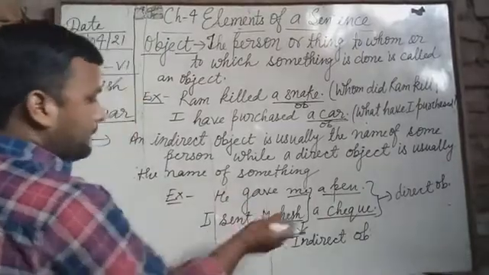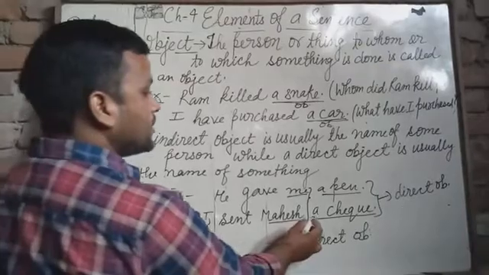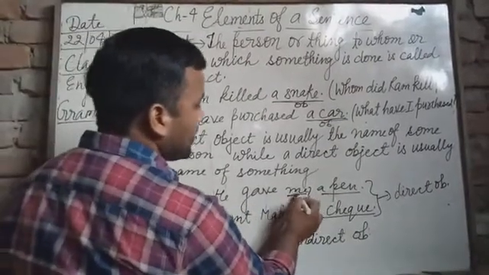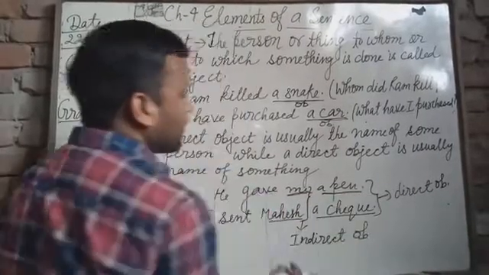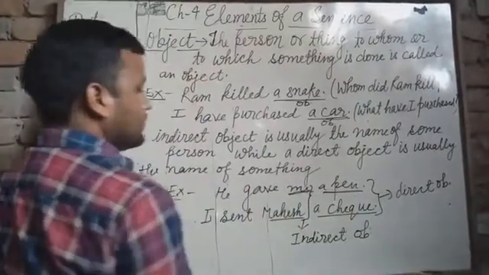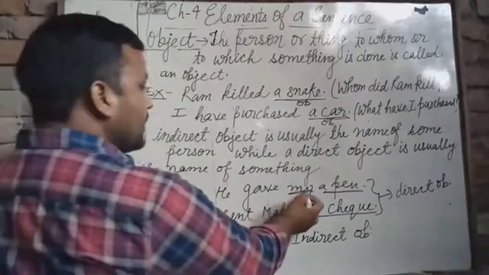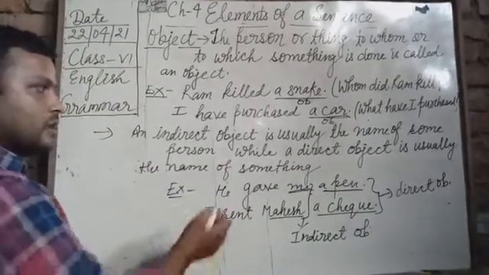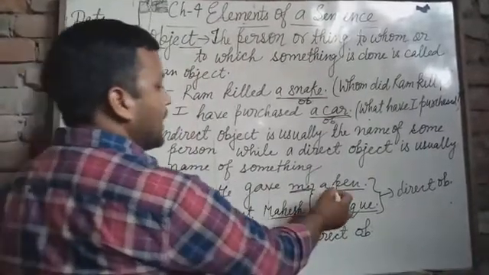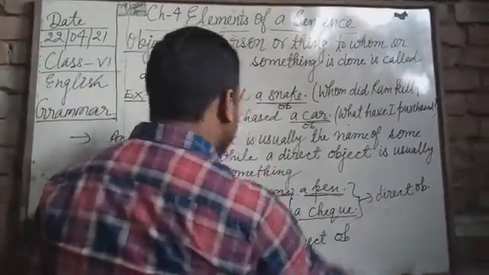Understand with the example. He gave me a pen. I sent Mahesh a check. He gave me a pen. Here there are two objects in this sentence, me and a pen. So me will be an indirect object because it is the name of a person and is used for a person. And a pen is a thing. That's why a pen will be a direct object.